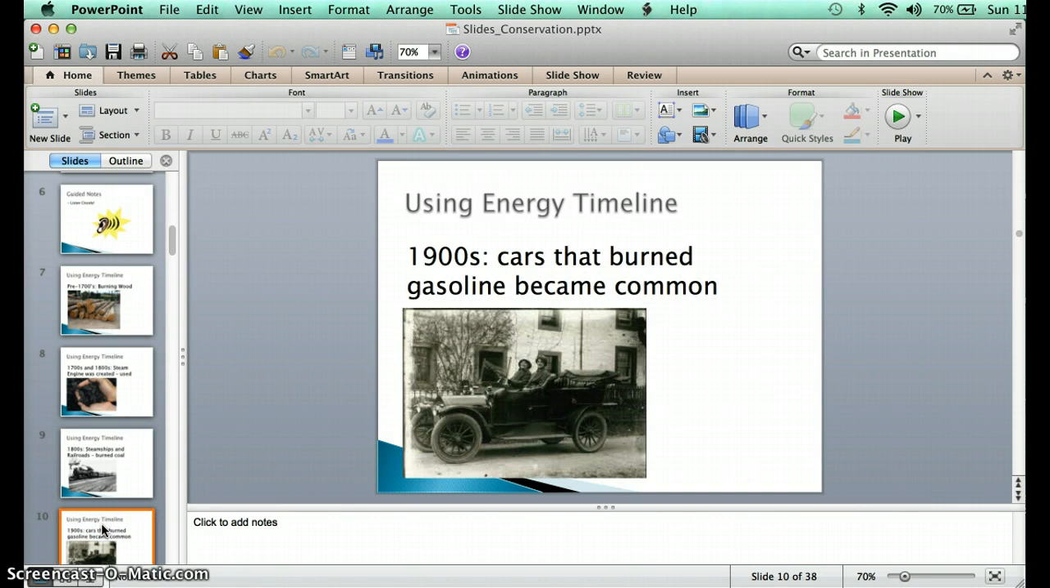Okay, so then in the 1900s with automobiles, we also used gasoline. So this is when we started using gasoline for cars, and we started using that a lot more as more and more people could buy cars and could afford cars. So in the 1900s, with cars coming along, we did start using gasoline and oil.